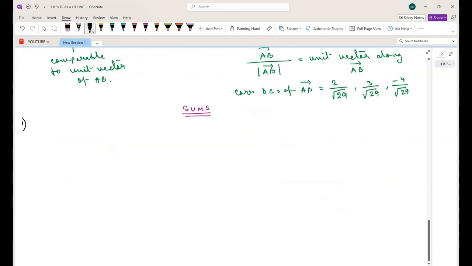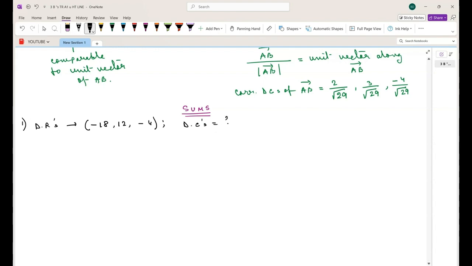Let's start with simple sums. I think these are in your NCERT. The DRs of a line are given to be minus 18, 12, and minus 4. You have to find the direction cosines.